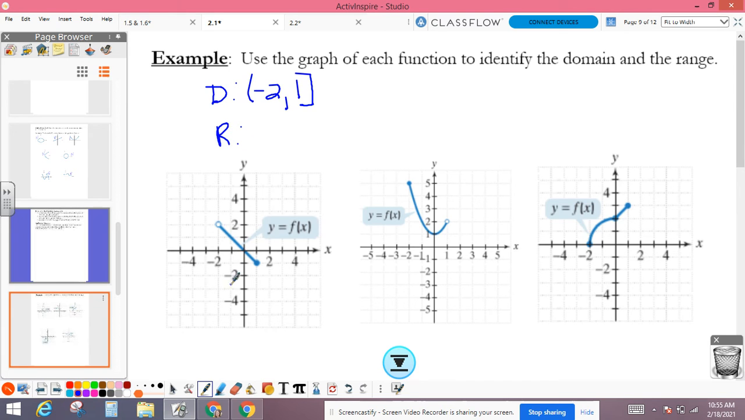All right, the range is bottom to top. So we go from -1 to +2. -1 has a closed circle, so bracket. +2 is an open circle, so parenthesis. All right, next problem. The domain. We go from -2 to +1 again. Closed at -2, open at 1.